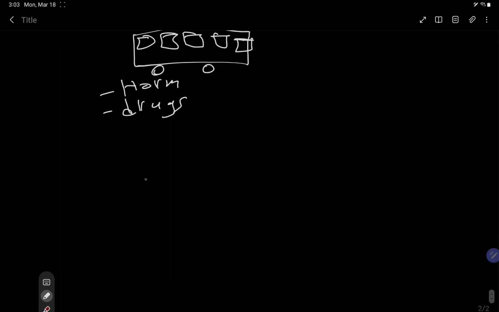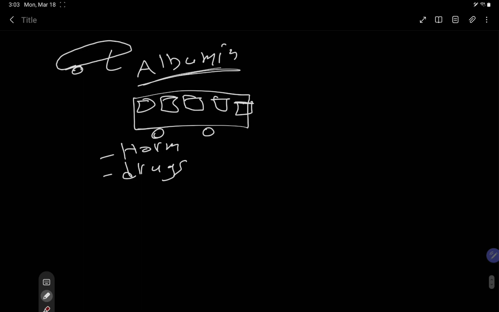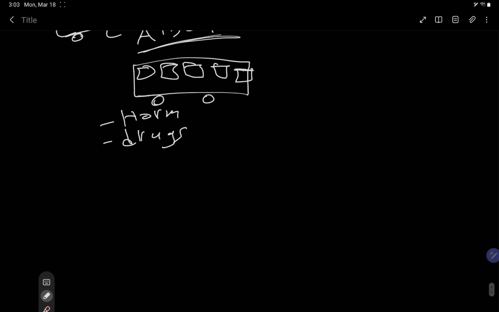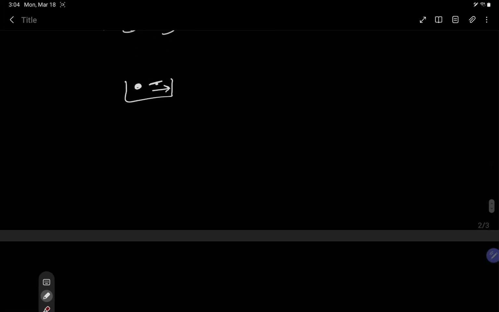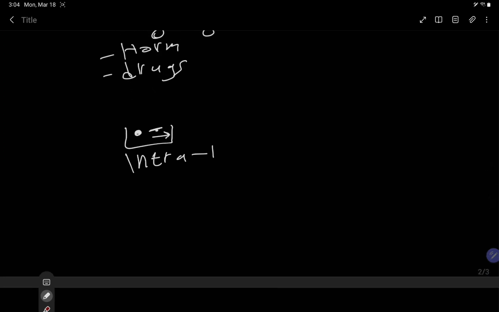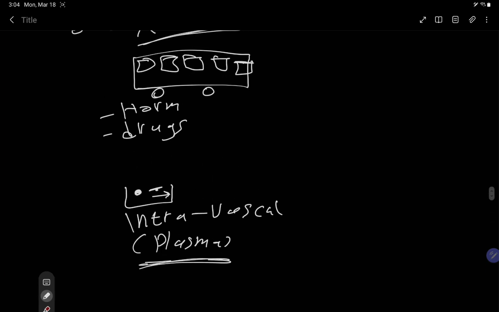So if the drug that was given does not cross out of the blood vessel, if it was a large molecule or a molecule that binds to albumin, it will not cross the blood vessel barrier, so it will be contained in the intravascular fluid, the plasma, which is the smallest compartment of our fluids. It will have a very low volume of distribution.